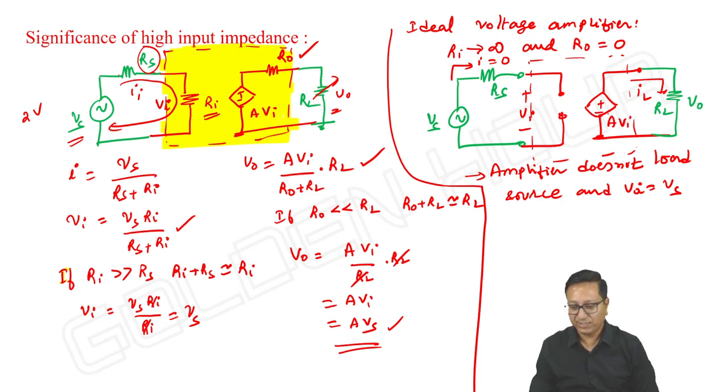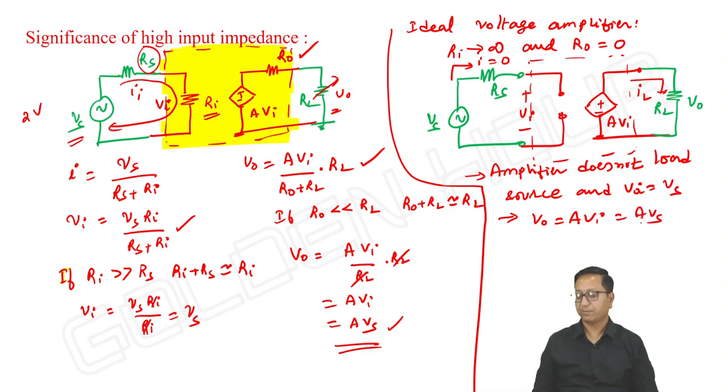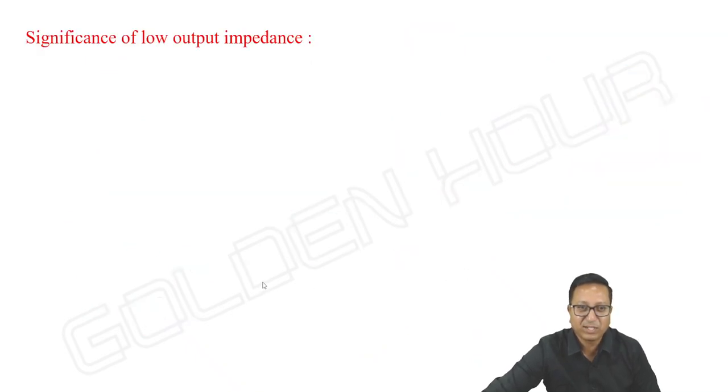And as RO is 0, V output is always equal to, second point, A into Vi. Anyway, Vi is equal to Vs. We can write like this. So this is the idea of an ideal voltage amplifier. That's what you can take even for an operational amplifier. Ideal op amp has infinite input impedance and zero output impedance, and hence what happens?